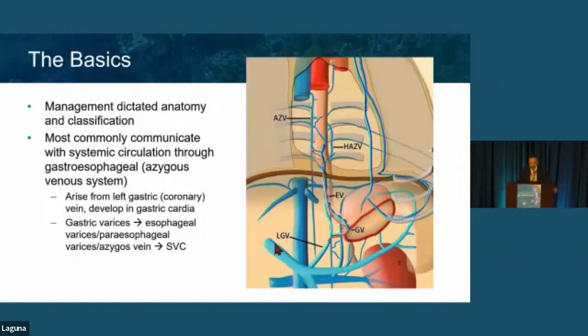Most commonly, so this is our portal vein here, splenic vein, SMV. Most commonly, gastric varices are going to arise coming off the left gastric vein. And they'll form here in the cardia and fundus, and they tend to drain off the esophageal varices or paraesophageal varices up through the azygous vein or hemiazygous vein. So that's our most common scenario.